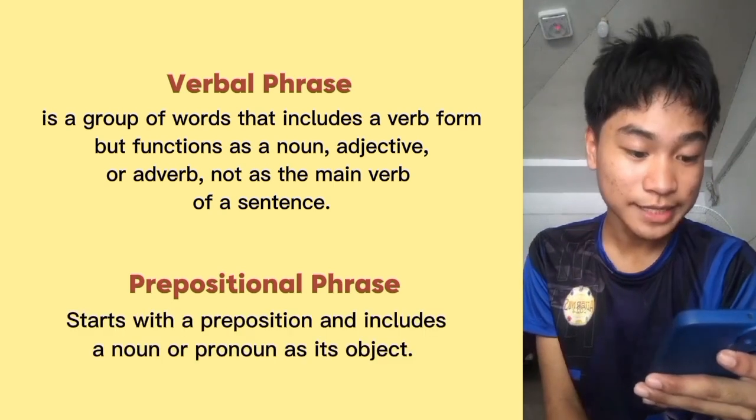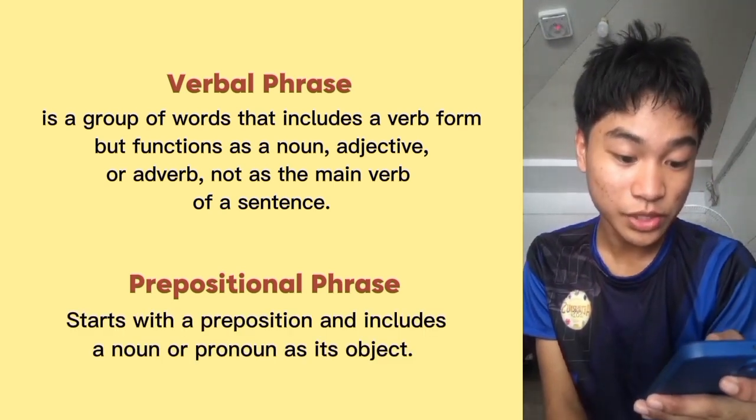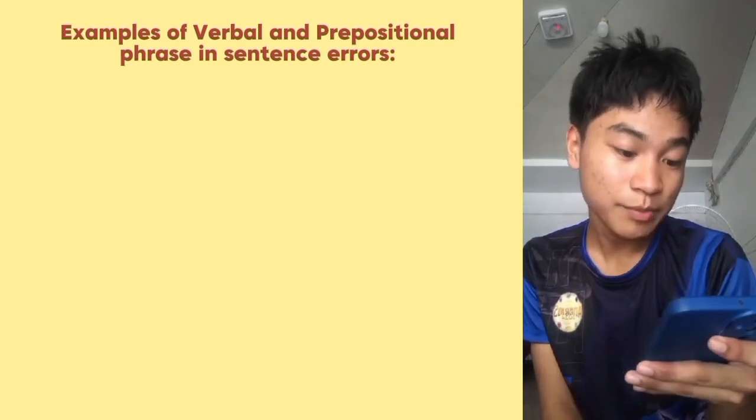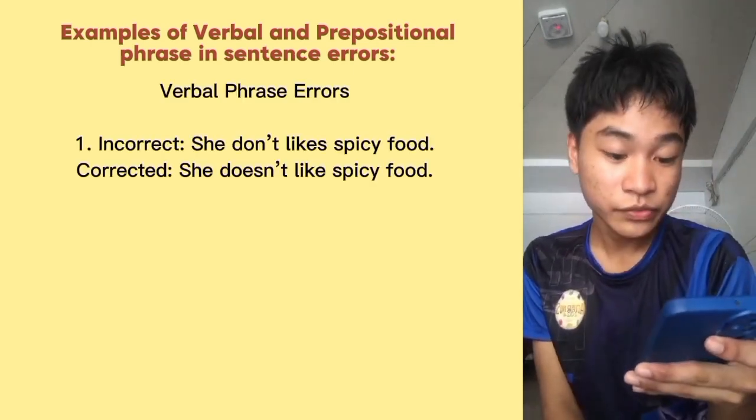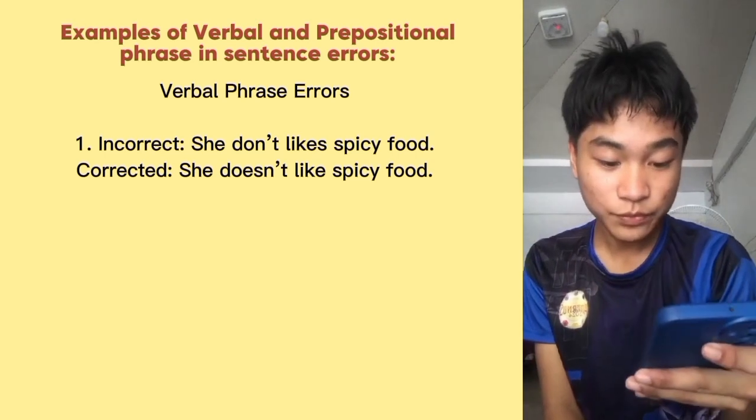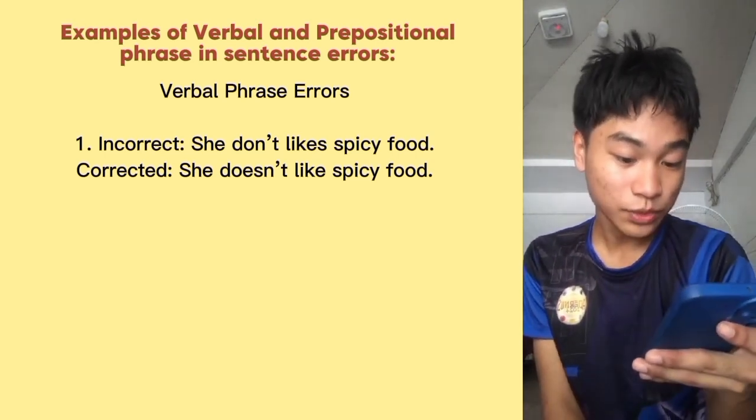While a prepositional phrase starts with a preposition and includes a noun or pronoun as its object. Examples of verbal and prepositional phrase in a sentence error. Verbal phrase errors. Number 1, the phrase "she don't like spicy food" is incorrect.